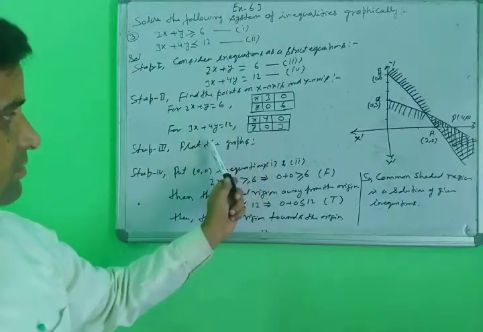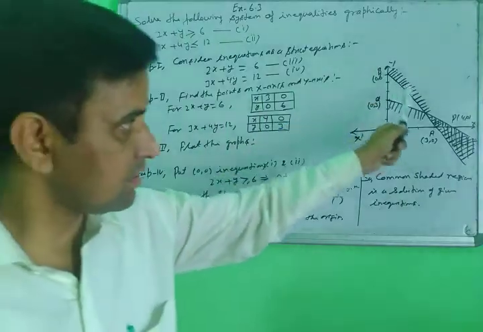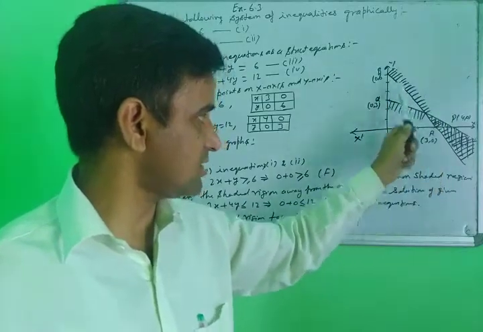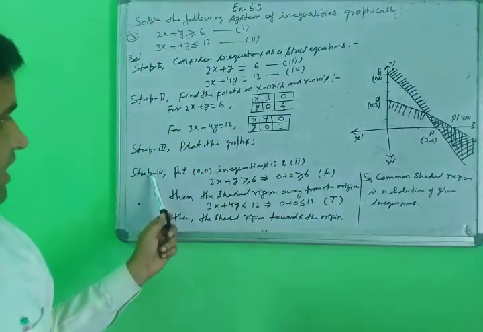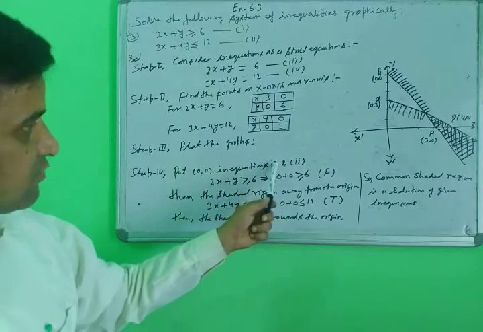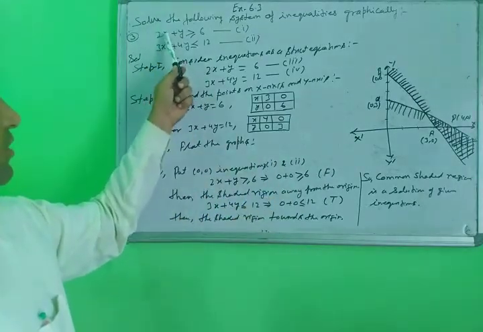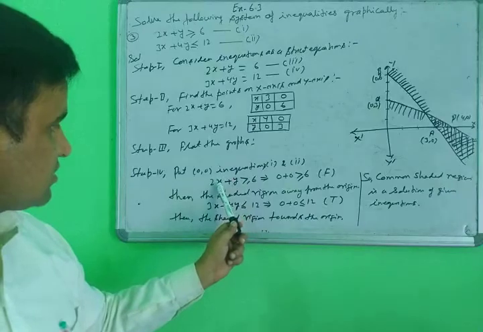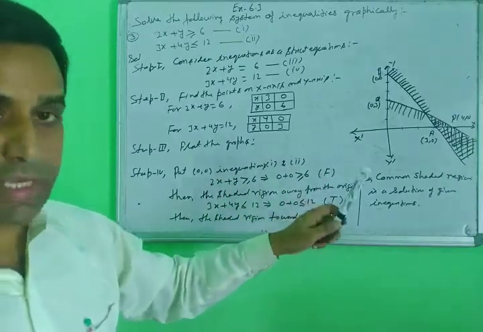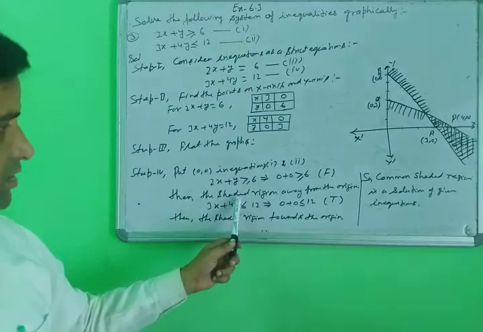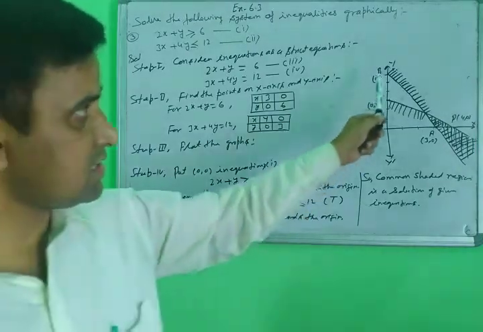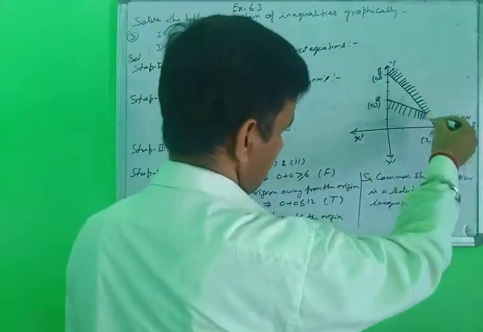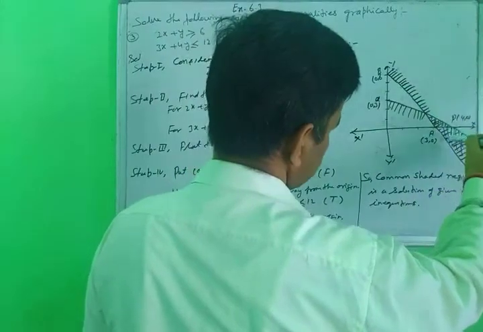After that, in step third, plot these points on the graph. These are the P, Q points and these are the A, B points. Then step fourth, put 0, 0 in the first and second equations. What result are you getting? In the first equation you get the result false. Then you can say the shaded region is away from the origin. So this is your first graph, and this will be outside of this.